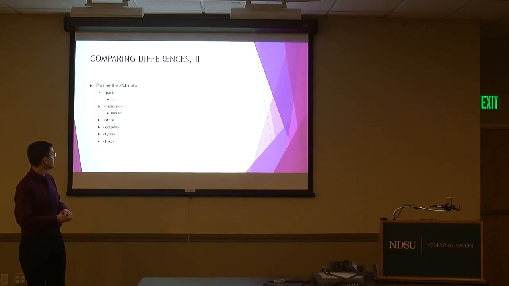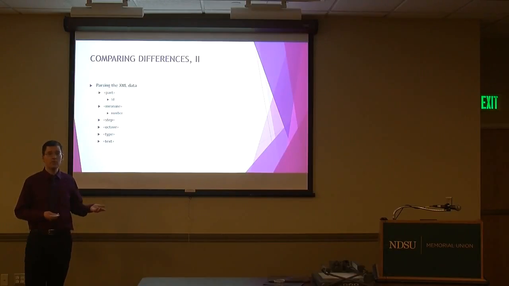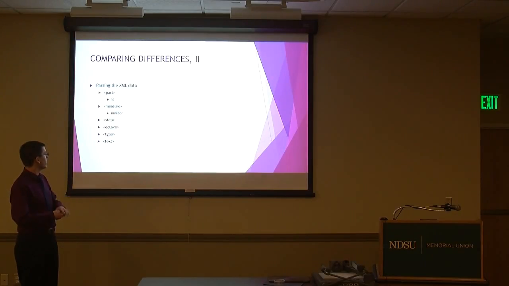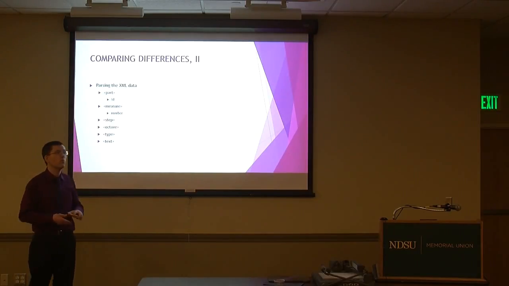Part ID, measure number, step, octave, type, and text, which correlate approximately to instrument or voice. Measure number, that's exactly what it sounds like. Step is the tone or the frequency of the sound that the musician will be playing. Octave is part of that as well. Type is the duration of the musical note. And then text is a lyrical word, or what a voice would be singing.